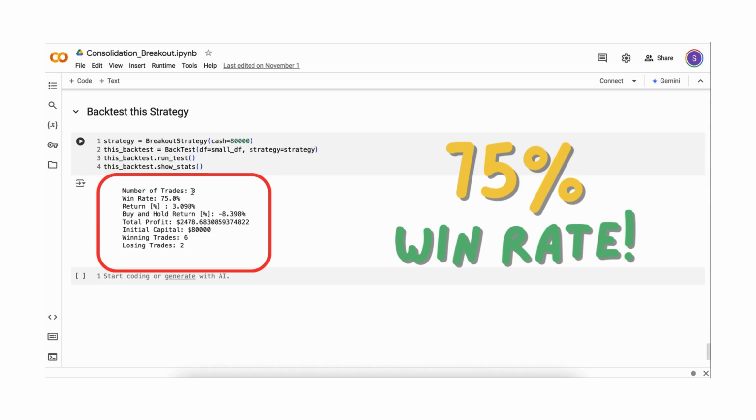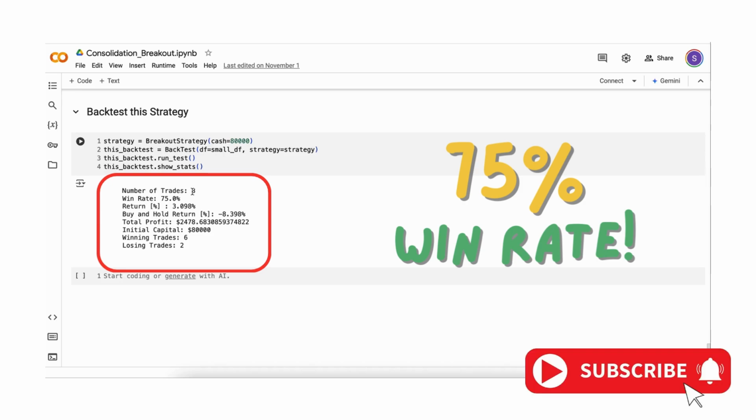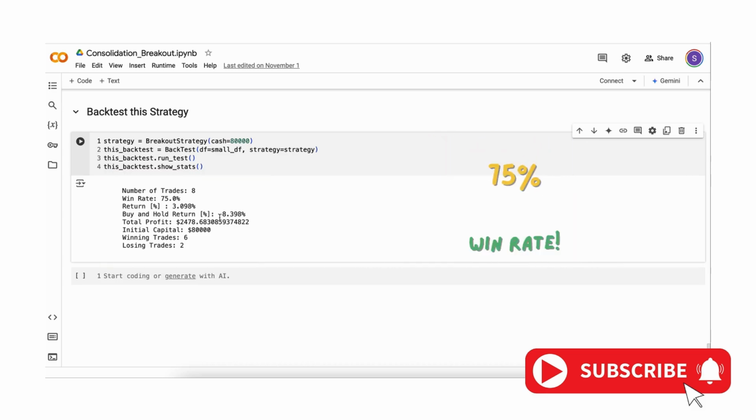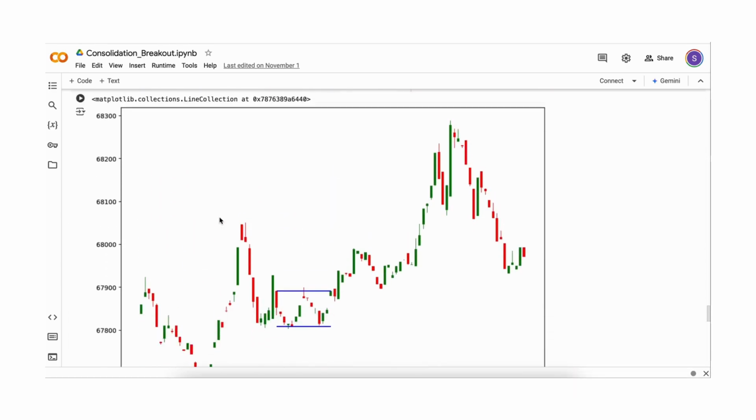And we are going to look at the results of our backtests. And finally, at the end of the video, I'm going to give you a few tips on how to improve this even further. As you can see, this trade using a breakout at this time gave us a win rate of 75%, which is pretty awesome. And the returns were much better than the buy and hold returns. So let's jump right in.